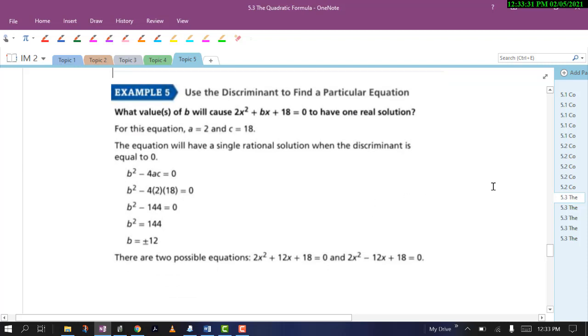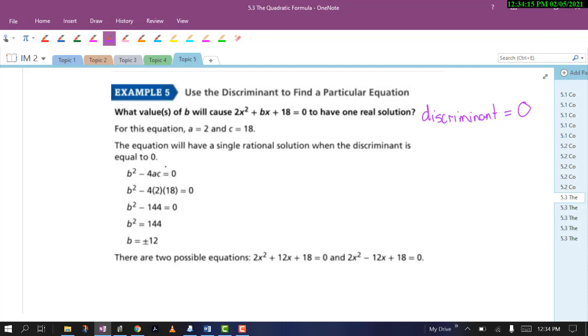What value of b will cause 2x squared plus bx plus 18 equals 0 to have one real solution? For this equation, a equals 2, c equals 18. Obviously, we can see that from the equation. So we plug in a and c, and if we're getting one real solution, that means our discriminant is 0. That's how we get one real solution. So b squared minus 4ac equals 0. We substitute in a and c because we know those. So we get b squared minus 144 equals 0. We can add 144 to both sides and take the square root. So b equals plus or minus 12.